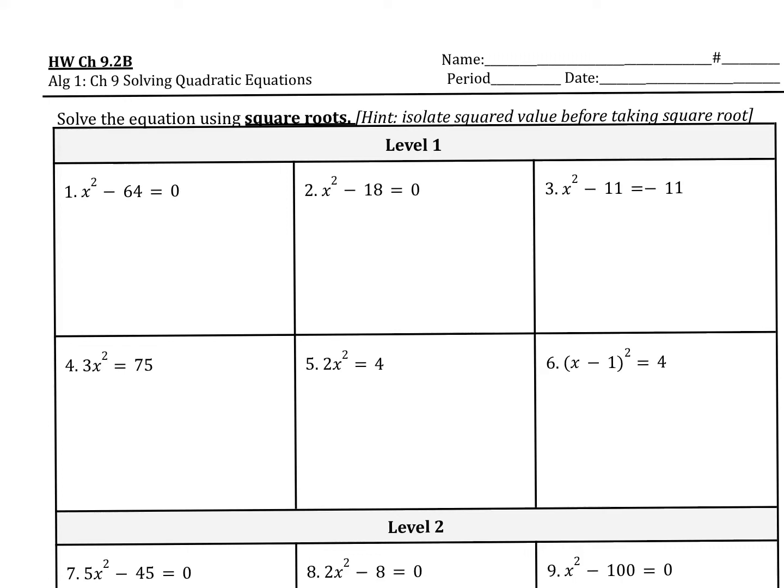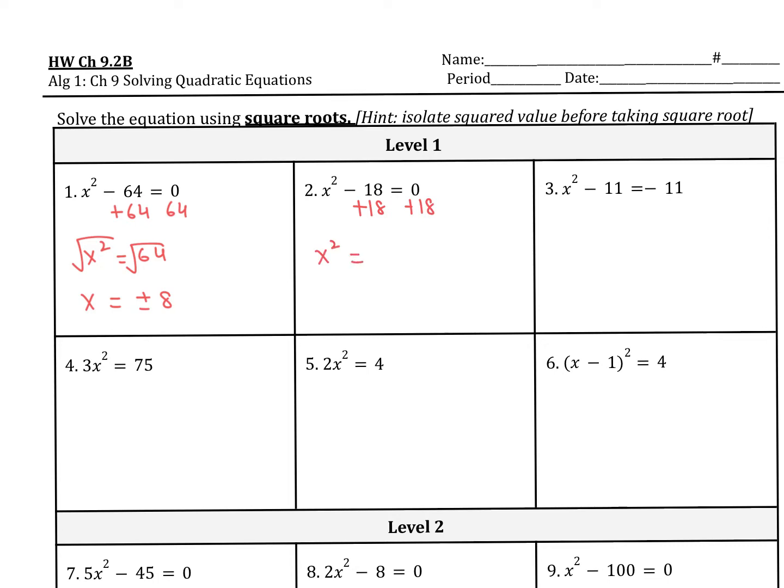Homework chapter 9.2b. For number 1, you're going to add 64. x squared equals 64. Take the square root on both sides. You're going to get x equals plus or minus 8. For number 2, add 18 on both sides.